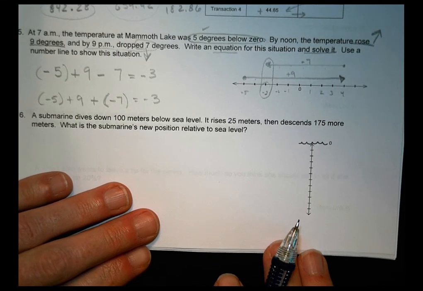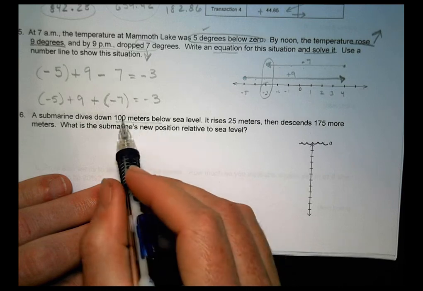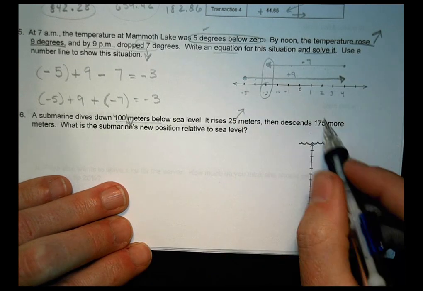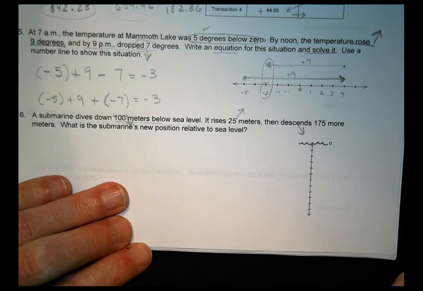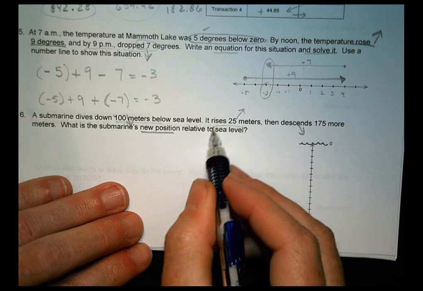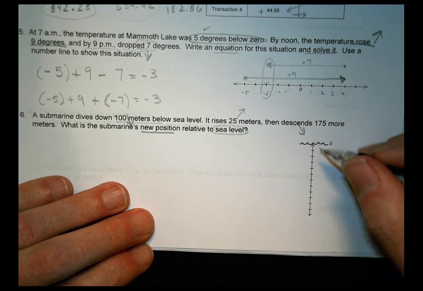All right, number 6. It says a submarine dives down 100 meters below sea level. So we're going down 100. It rises 25 meters, then descends, which means goes down 175 more. What is the new position relative to sea level? All right, so sea level's here. So we began going down 100.